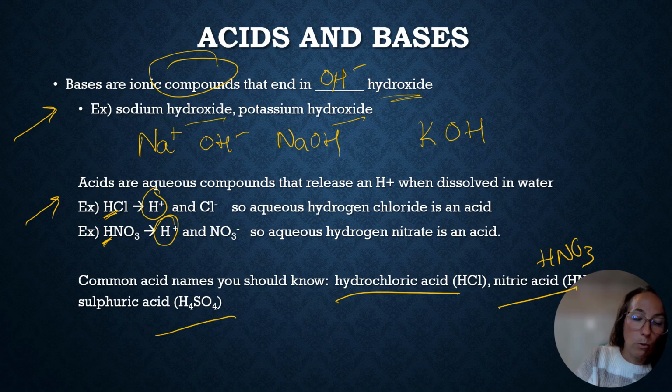I want you to know hydrochloric acid is HCl, nitric acid is HNO3, and sulfuric acid is H2SO4. Please have those memorized because they're going to come up again and again and again, and it is just faster if you have them memorized, H2SO4.